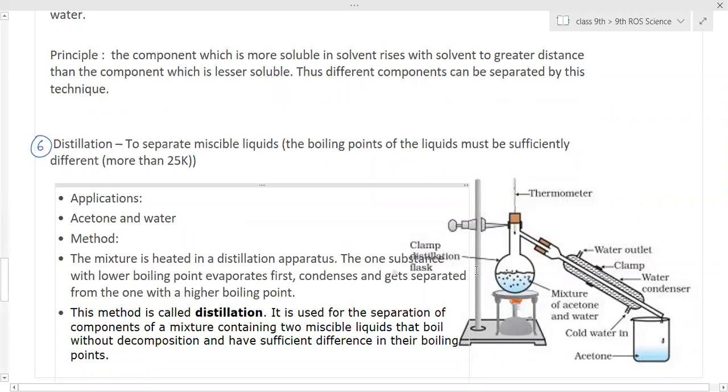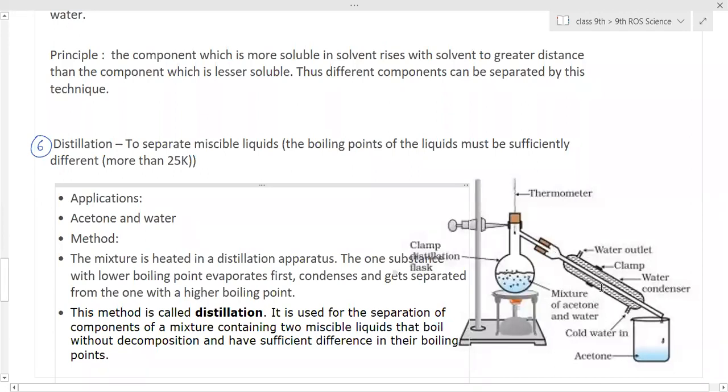In this apparatus, this container is a round bottom flask. We take the mixture of acetone and water and heat it. The end of this is connected to a condenser. Of the water and acetone, acetone has the lower boiling point, so acetone starts boiling first. It reaches its boiling point and vapors of acetone are formed. Those vapors start moving out through the condenser.